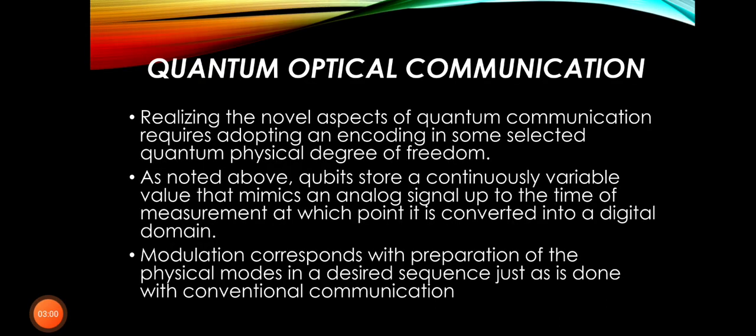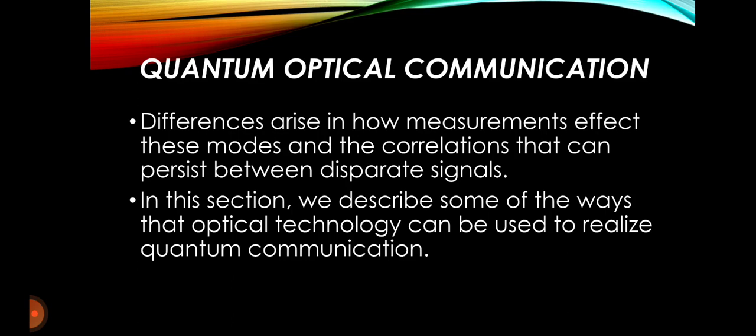So, realizing the novel aspects of quantum communication requires adopting and encoding in some selected quantum physical degree of freedom. As noted above, qubits store a continuously variable value that mimics an analog signal up to the time of measurement, at which point it is converted into a digital domain. Modulation corresponds with preparation of physical modes in a desired sequence, just as is done with conventional communication. The difference arises in how measurements affect these modes and the correlations that can persist between disparate signals.